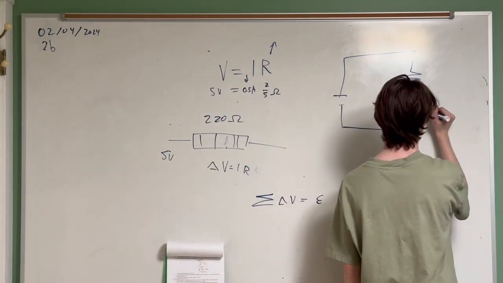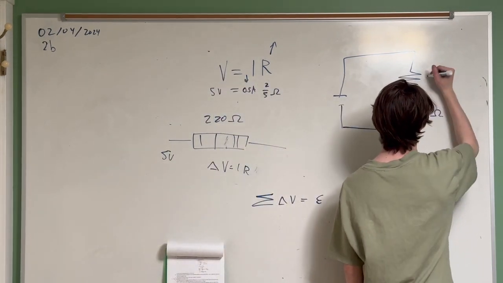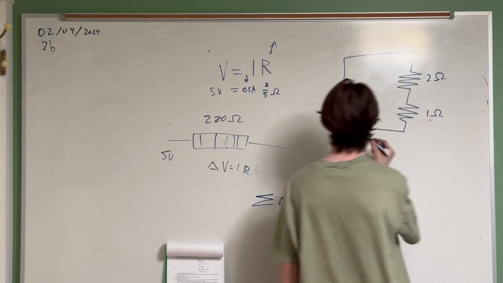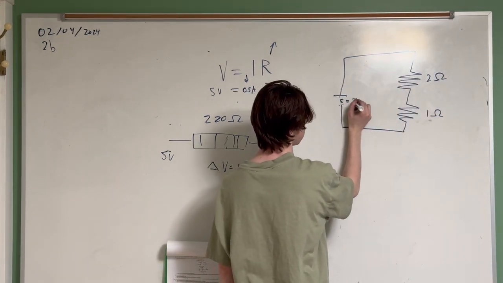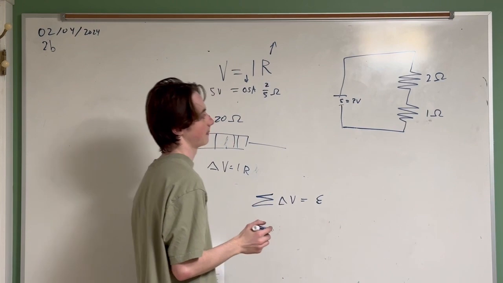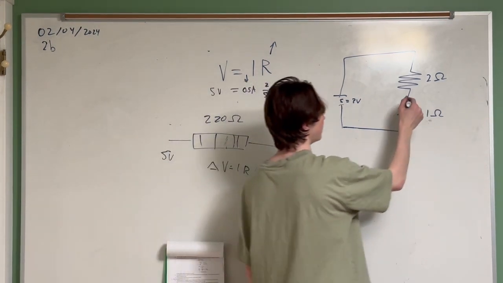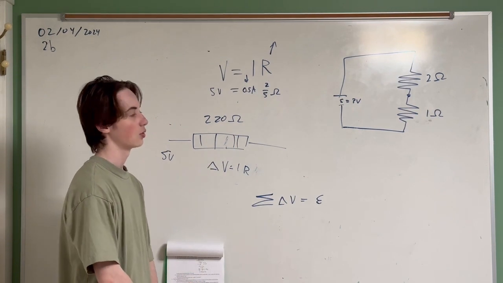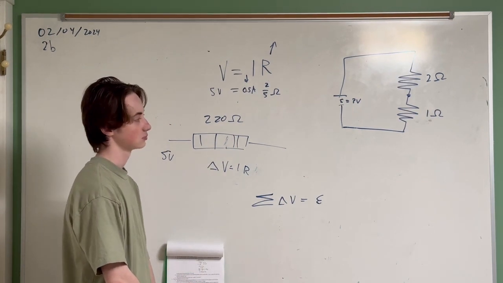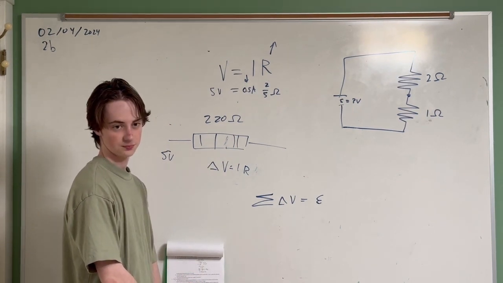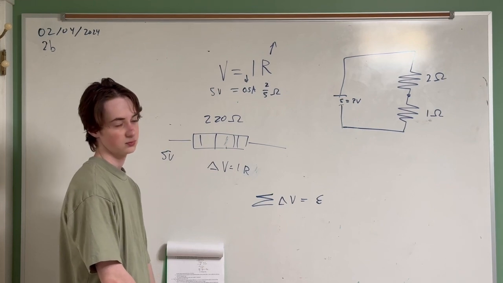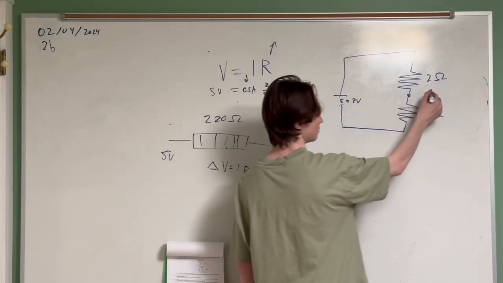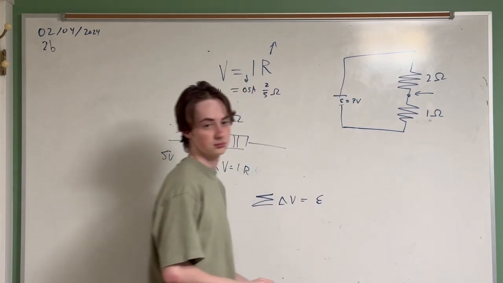Let's say one was 1 ohm and one was 2 ohms. And then let's say we had an electromotive force of 3 volts. What would the voltage be at this point here? What would be the first step in solving this problem? You mean for the voltage at this point? Yeah.